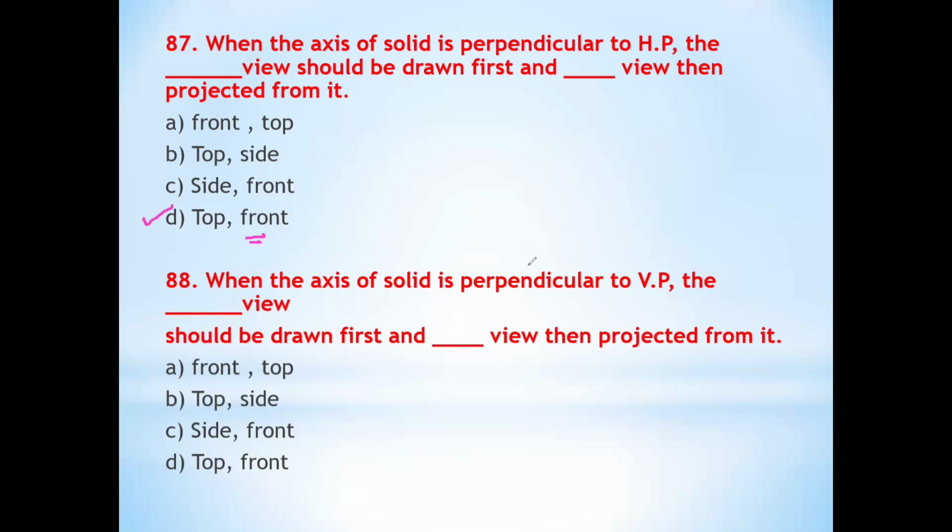So what will be our answer? First of all, if the axis of the solid is perpendicular to VP, at that time we need to draw first its front view, and then its top view. Okay, so option A will be correct. B, top view, side view; C, side view, front view; D, top, front. These are not possible, they are wrong answers. So the correct one is A. Okay, we'll see the next one.